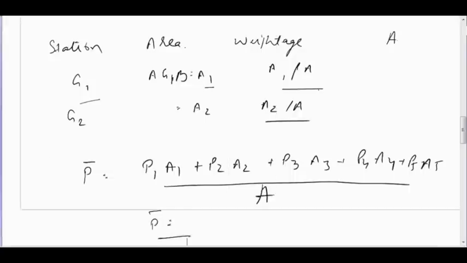Now the average precipitation calculated through the Thiessen Polygon method is superior to the arithmetic mean method.